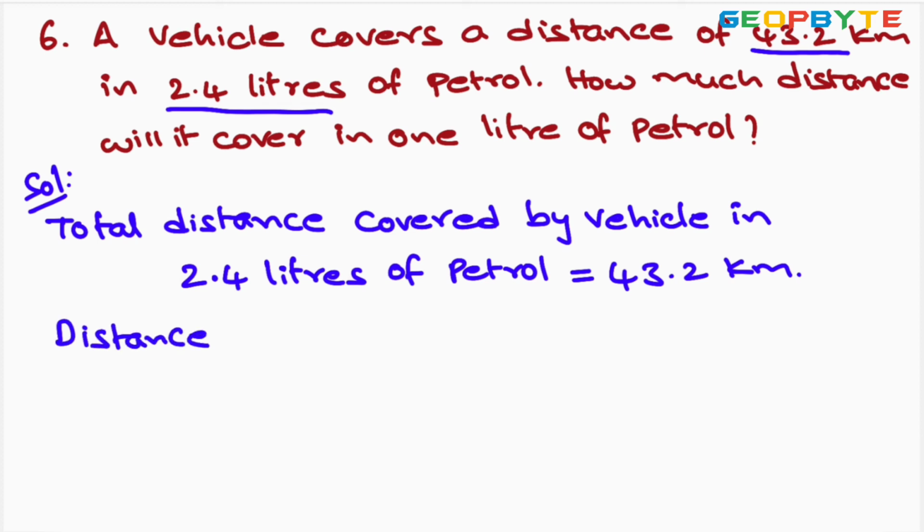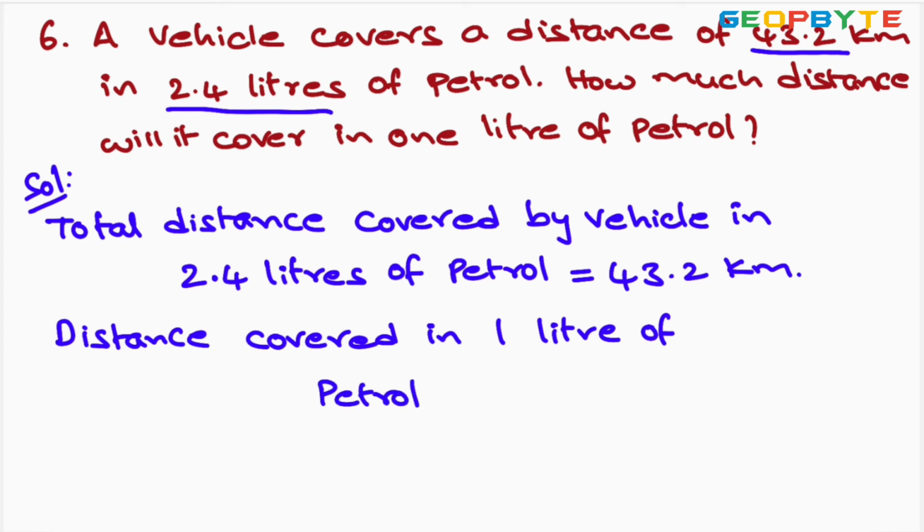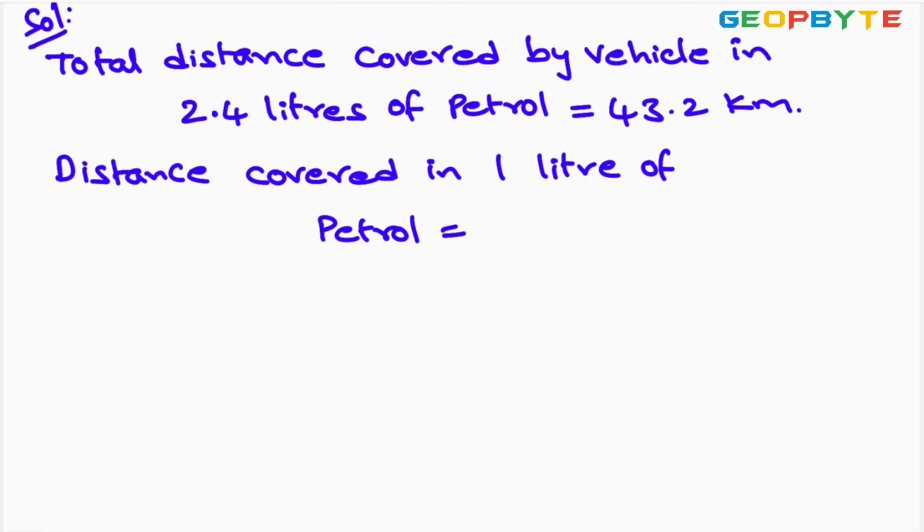Distance covered in 1 liter of petrol is equal to 43.2 divided by 2.4. Why? Because the total distance covered by the vehicle in 2.4 liters of petrol is 43.2 kilometers. Means the vehicle covered 43.2 kilometers with the help of 2.4 liters of petrol.